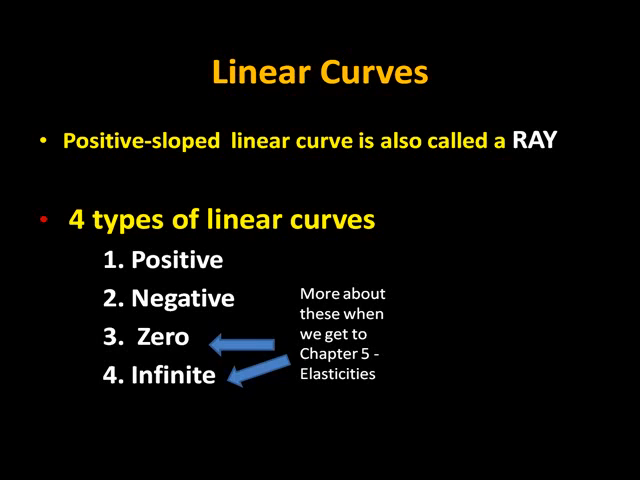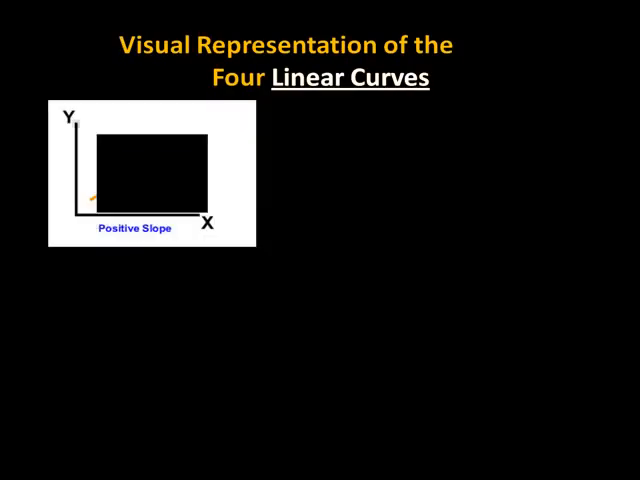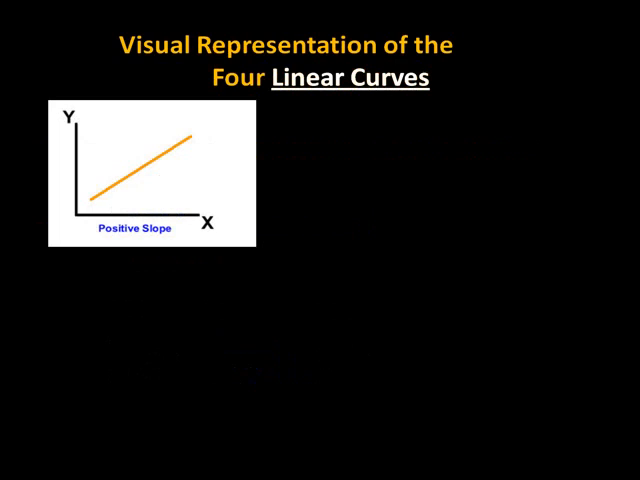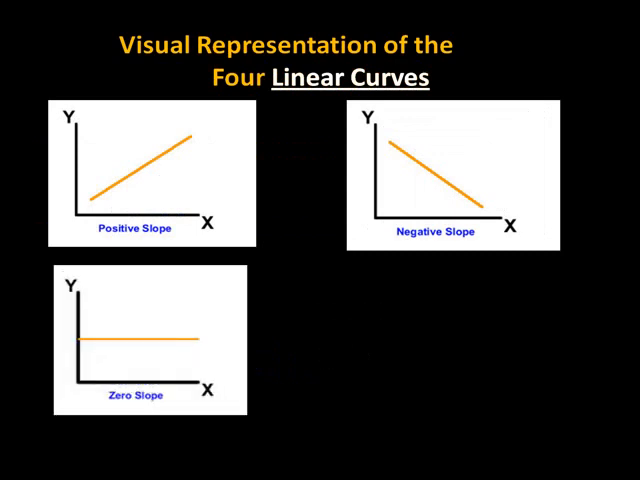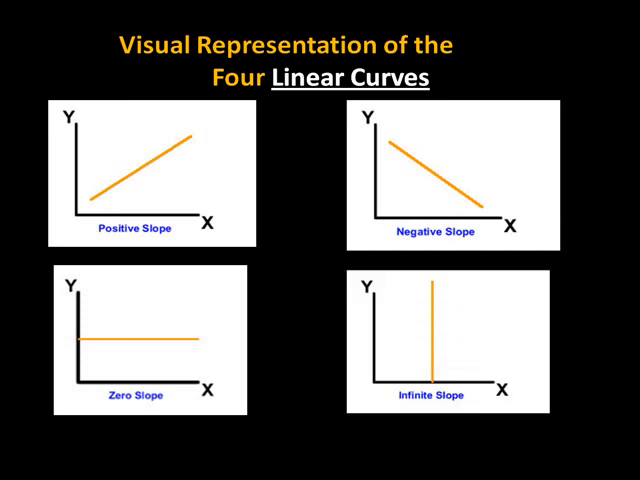Let's take a look at some of these linear curves. This is a positive slope, also known as a ray, moving upward, with a negative slope, the zero slope, and the infinite slope. And those zero and infinite slopes, again, more about those when we talk about elasticities. But for these first four chapters, we'll be primarily dealing with positive slopes and negative slopes.